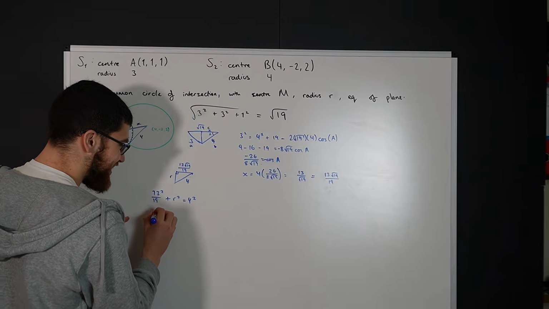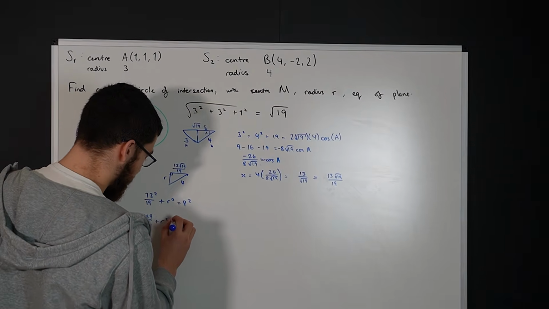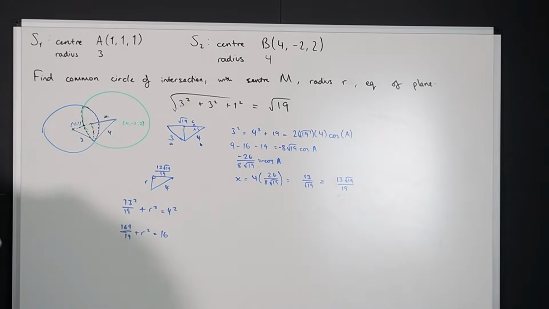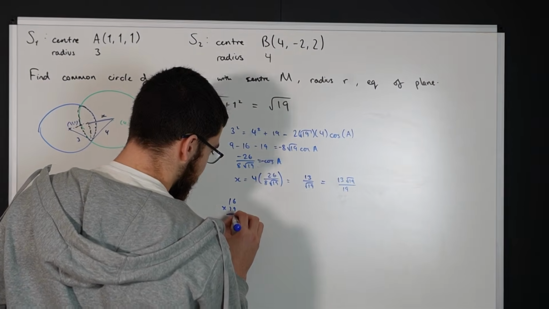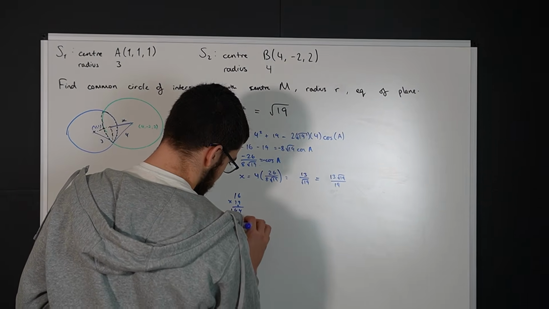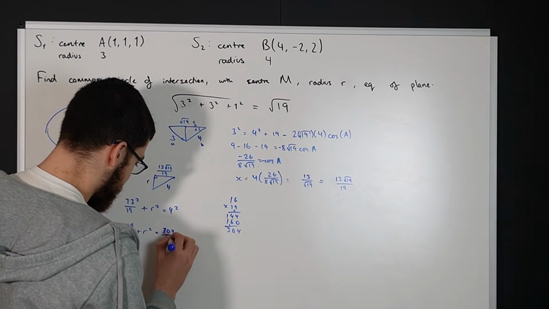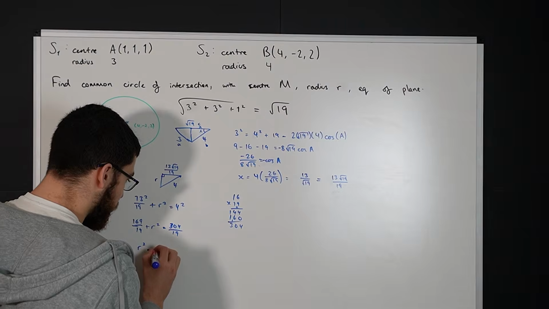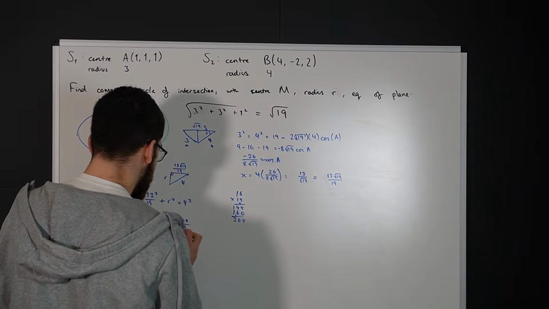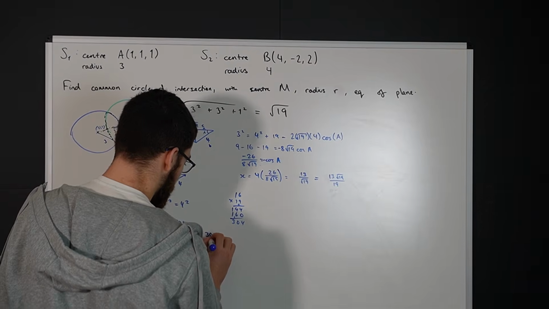So 13 squared is 169. So 169 over 19 plus r squared equals 16. Okay, 16 times 19, what's that? Mental maths, 16 times 19, 304. Okay, so we've got 304 over 19, and then we've got to subtract this. So we've got r squared equals 304 over 19 minus 169 over 19. What is that? 304 minus 169.